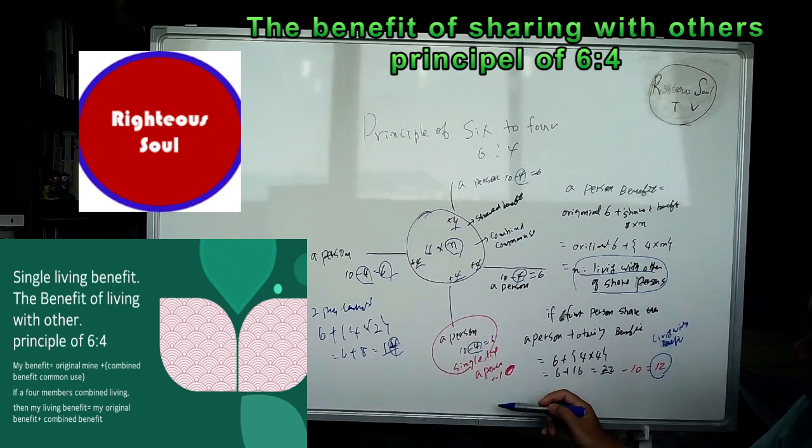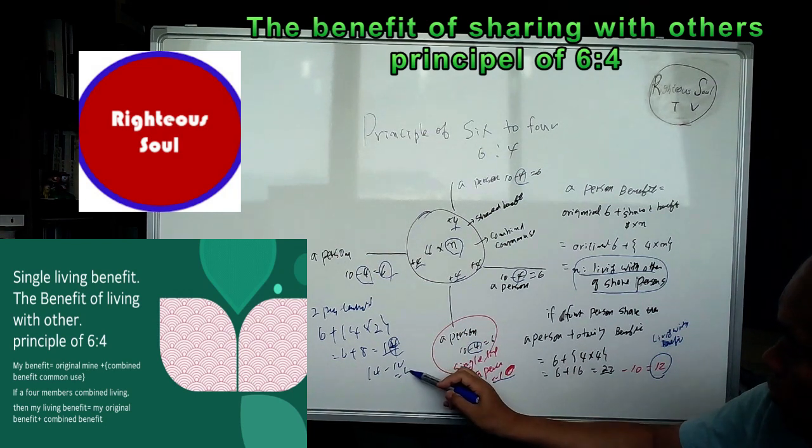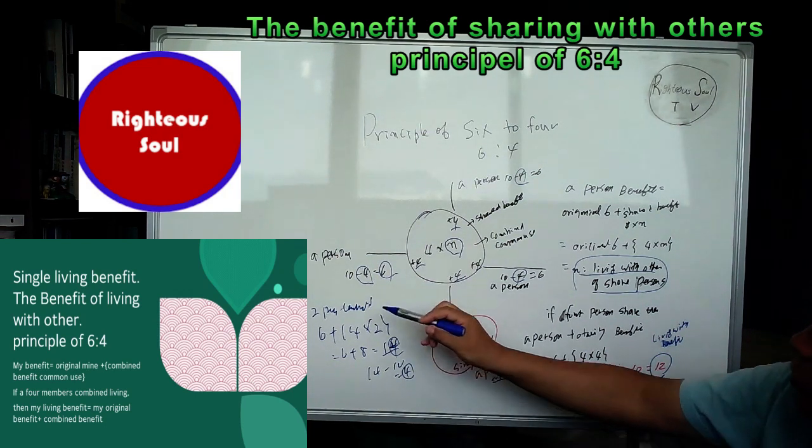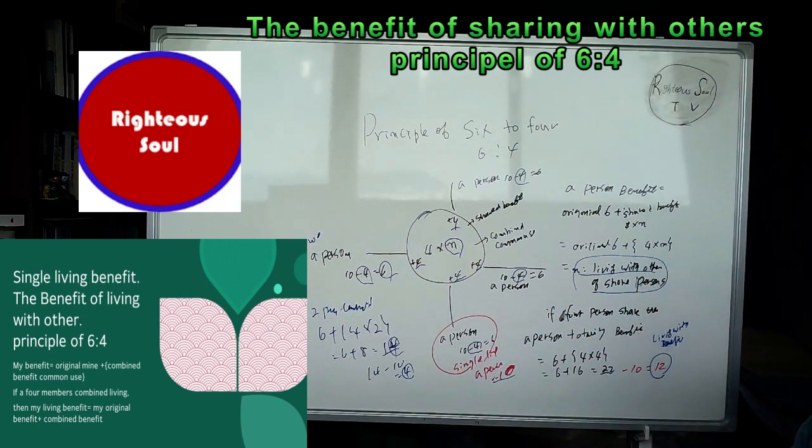Maybe the original. If a single living, then it's 10. The 14 minus 10 equals 4. 4 benefits better for 2 persons. So then, let's just try. If someone is living singularly, then it's singular living. Singular living is all 10.